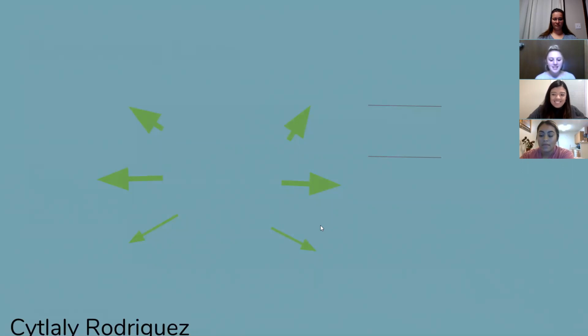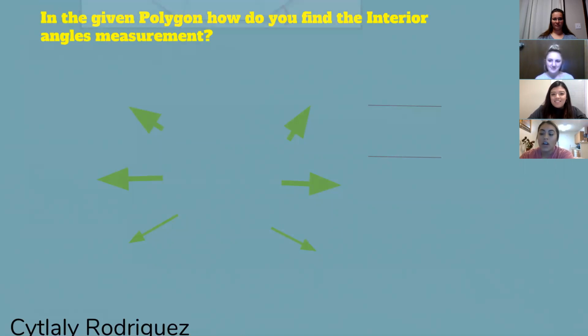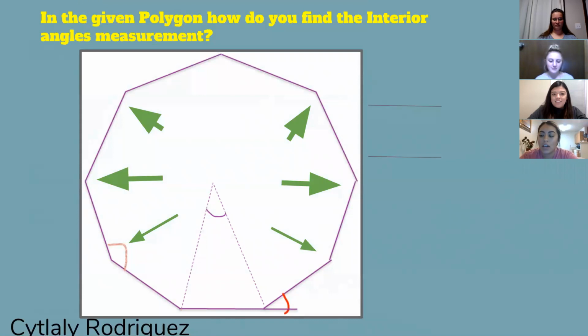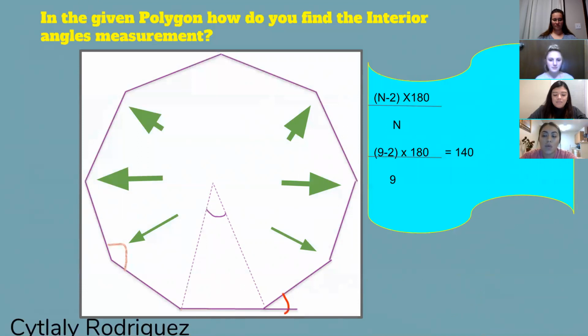Can you tell me, Cece, in the given interior angle polygon, how you find the measurement? Of course, Claudia. The interior angles are angles that are formed inside the polygon. In this case, it is where the arrows are pointing to each side. To find the measurements, we would use the equation (n minus 2) times 180 divided by n, where n equals 9. As we can see, (9 minus 2) times 180 divided by 9 equals 140 degrees.